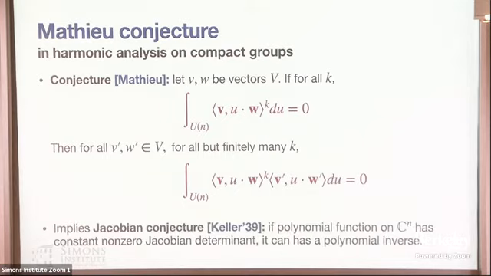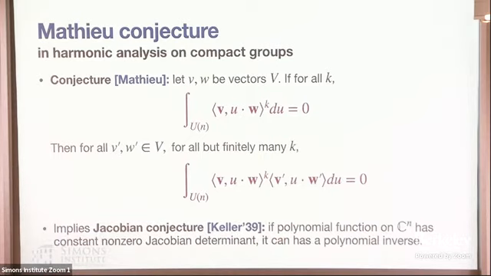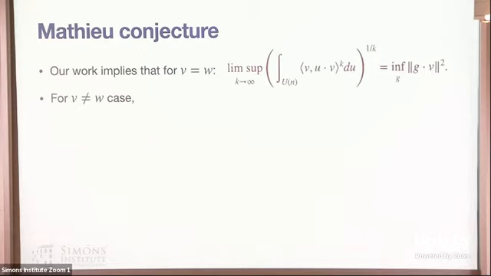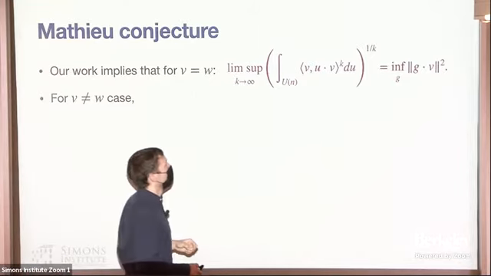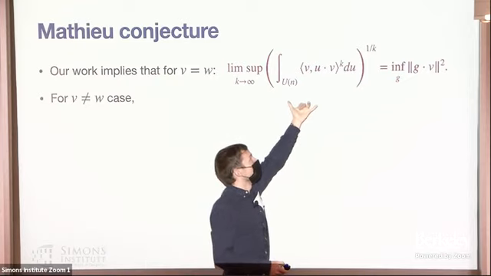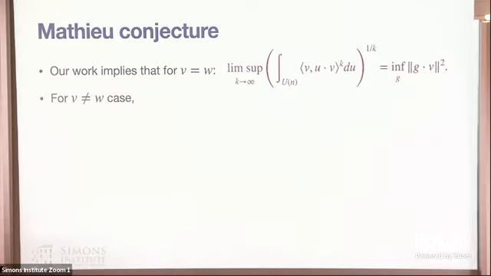But it implies this other conjecture, which is sort of neat and old, that if a polynomial function on the complex vector space has constant non-zero Jacobian determinant, it has a polynomial inverse. And I think that the connection is basically that we proved that if v equals w, we basically proved a formula for this. This is just because of that formula I mentioned, that this quantity is equal to this average over the unitary group. So we proved a formula.